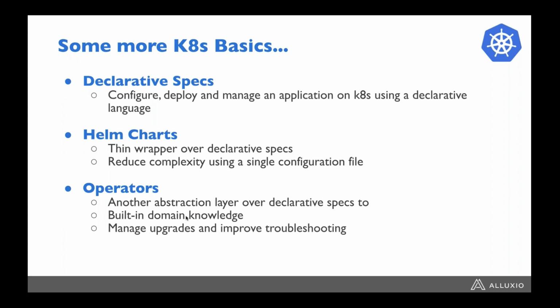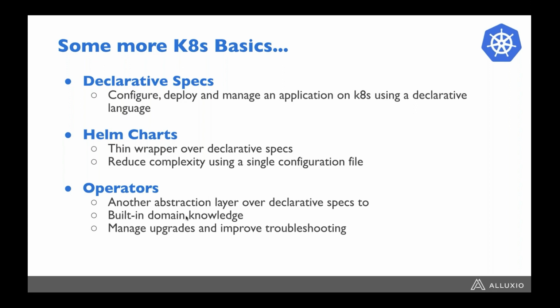Okay, so some more basics on how you deploy an application on Kubernetes. The first way of deploying an application on Kubernetes is using declarative specifications. These are YAMLs that you would write to specify the resources that an application should use. By resources, I mean the amount of CPU that the pod should consume, the amount of memory that the pod should consume, and what storage volume the pod is using.